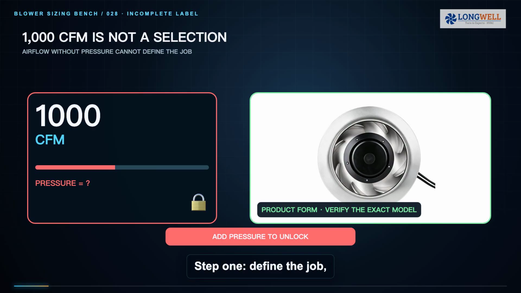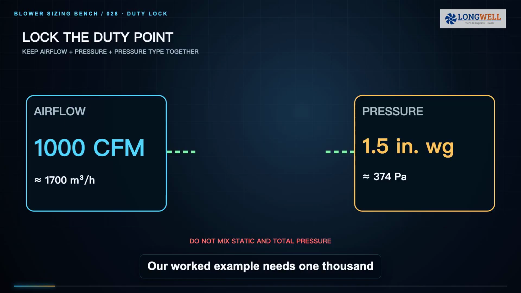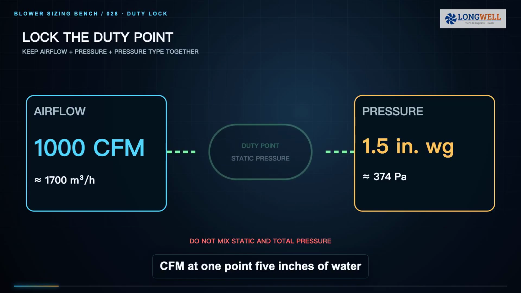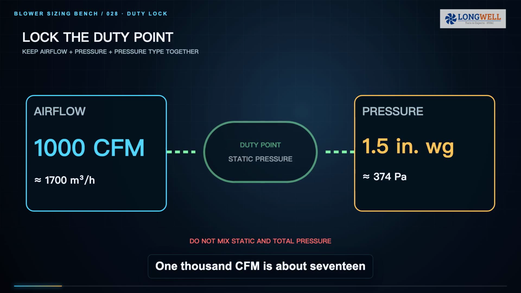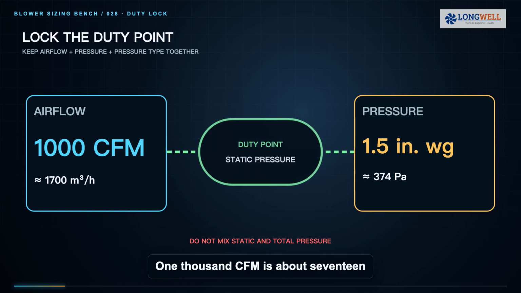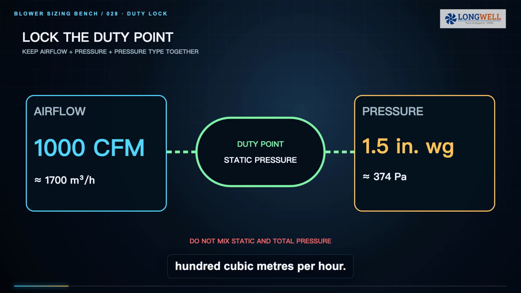Step 1. Define the job, not the fan. Our worked example needs 1000 CFM at 1.5 inches of water gauge. 1000 CFM is about 1700 cubic meters per hour. 1.5 inches of water is about 374 pascals. Write both values together, and state whether the pressure is static or total. Never compare a static pressure requirement with a total pressure curve.